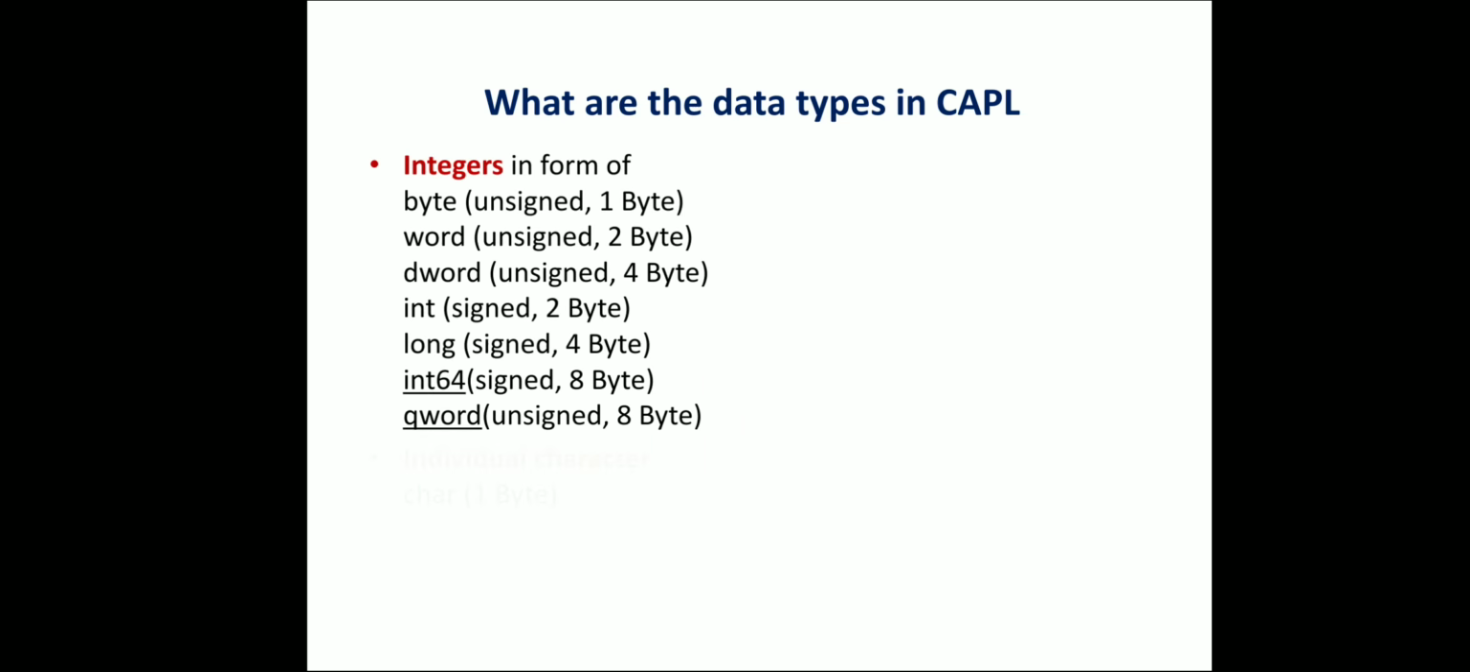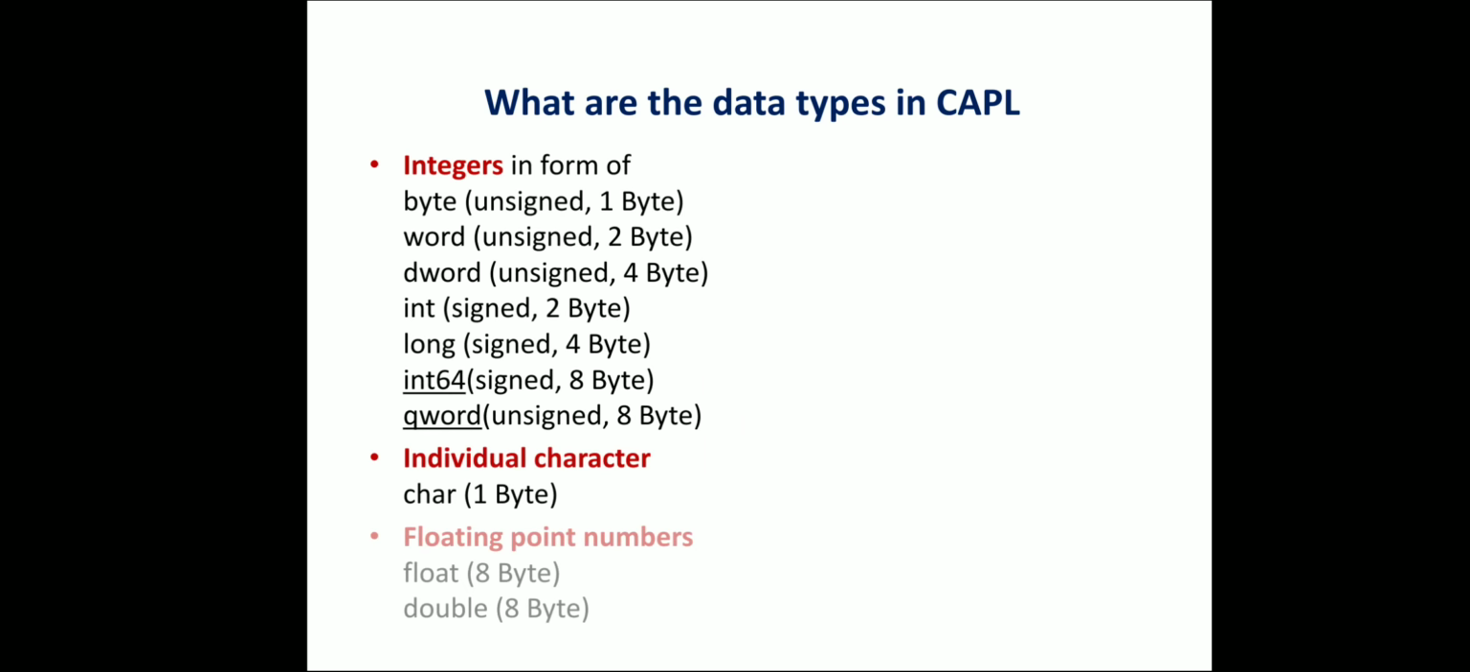So in CAPL we have three classifications of data types. One is integer, another is individual characters, and another is floating point numbers. In integer, you have so many types like byte, word, dword, int, long, int64. Then for individual characters, it's char. Then floating point is float and double, and it's all 8 bytes.